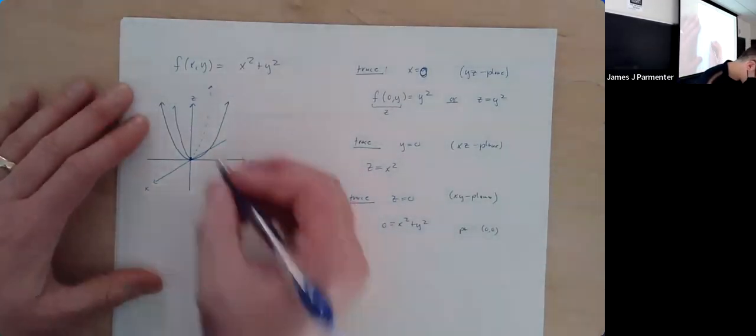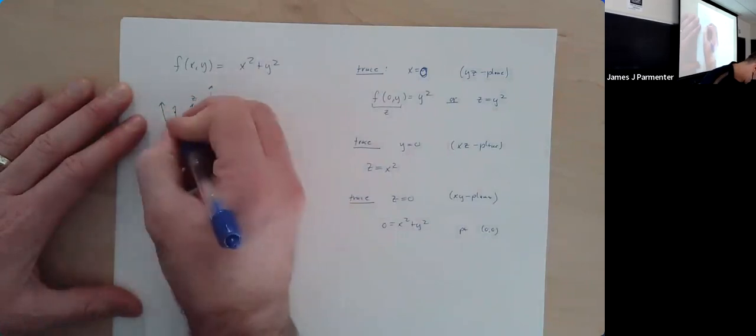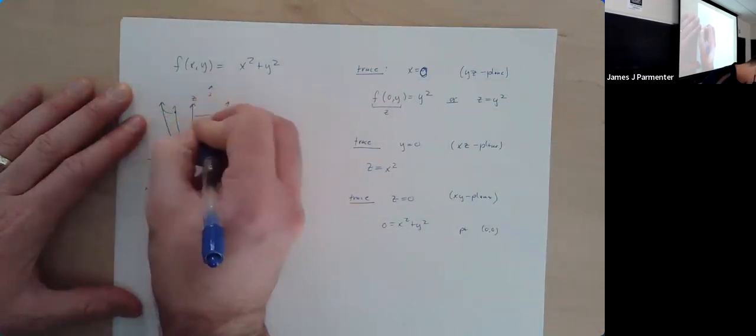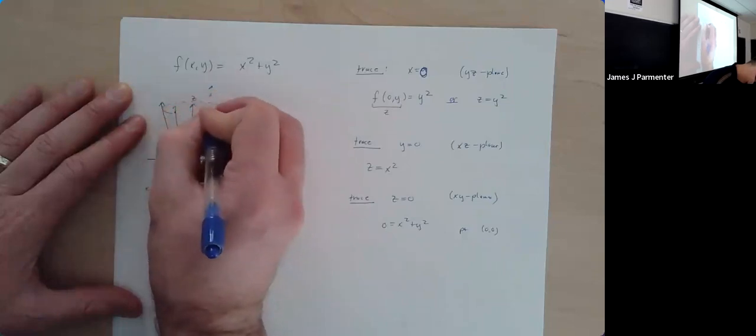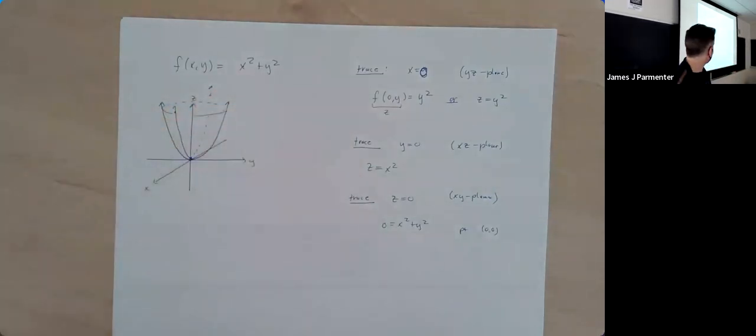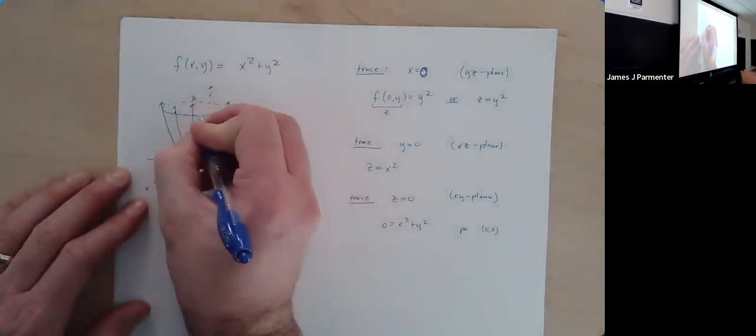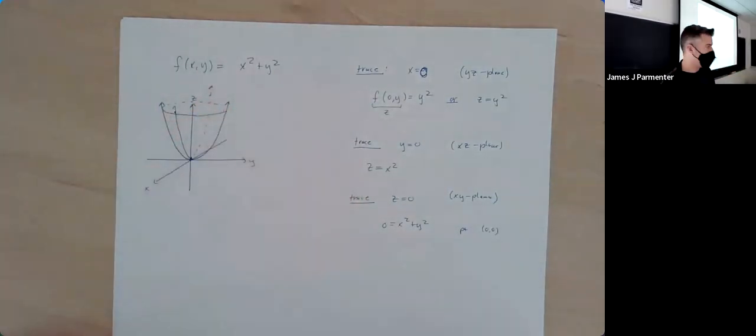So this shape is what we call a paraboloid. Basically, a parabola just revolved around. Sorry, I missed that little part right there. That looks a little better. A parabola revolved around the z-axis.